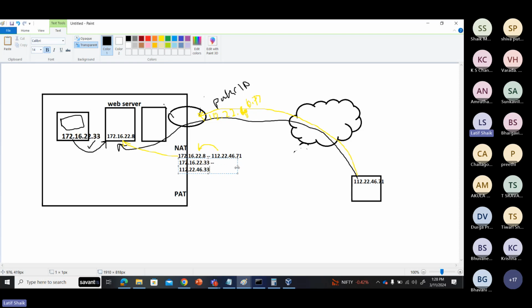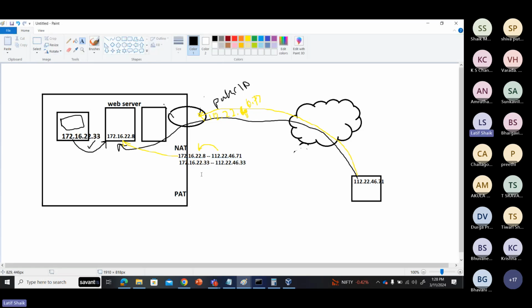Just for easy to get it. See this, and in my router, I put another NAT mapping. If any request comes from this particular system, which is 22.33, okay? So when it is going outside, go with this particular IP.